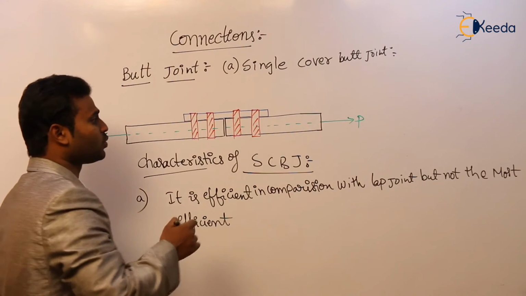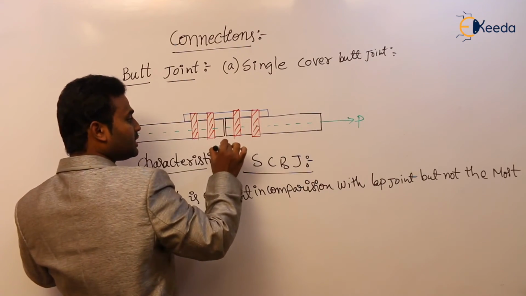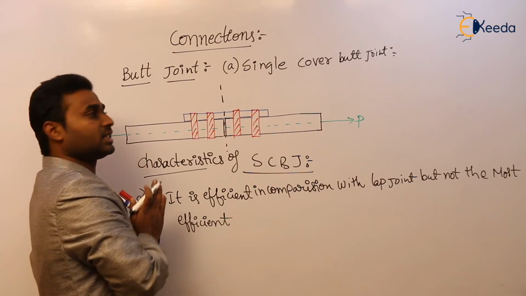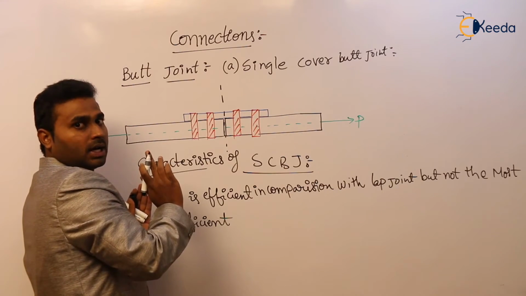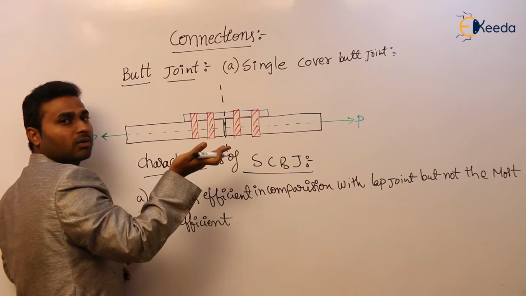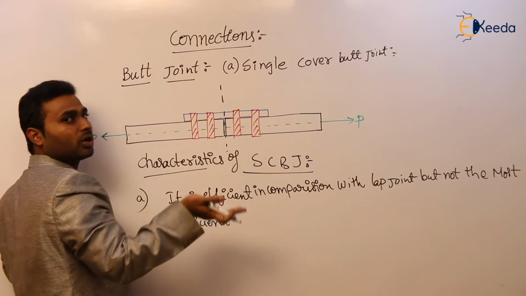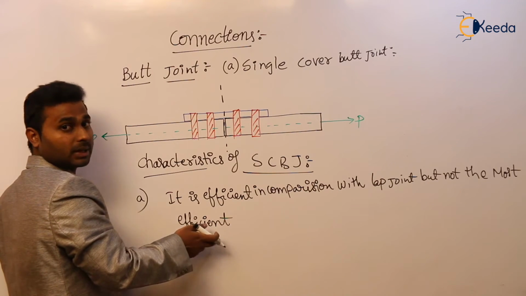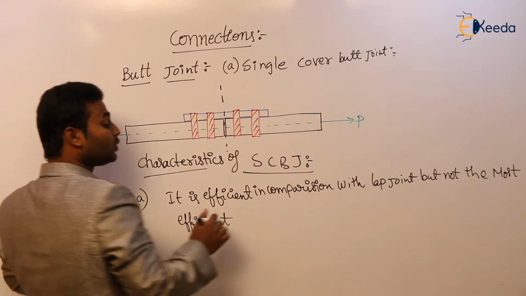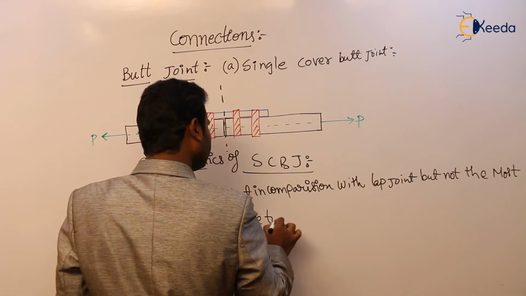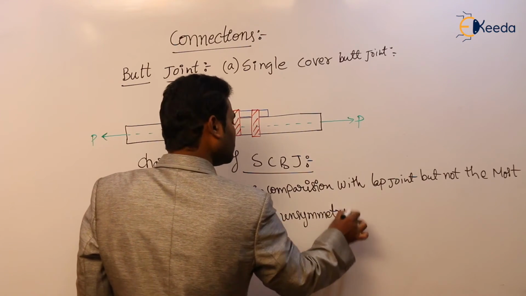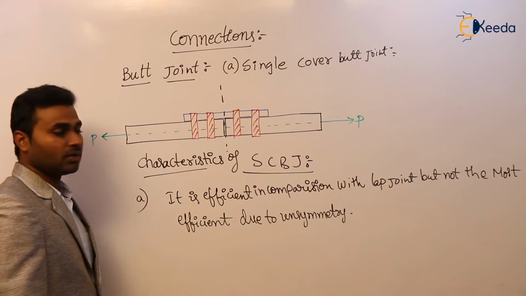It means here we have two axes. This is one axis, x, and this is another axis, y. If we fold along this y axis, they will coincide, or overlap. But if you fold along this x axis, it will not overlap. Why? Because here one cover plate is there, and at the bottom there is no cover plate. So because of unsymmetry. Agree or not? The reason it is not the most efficient is unsymmetry. That is one of the reasons.